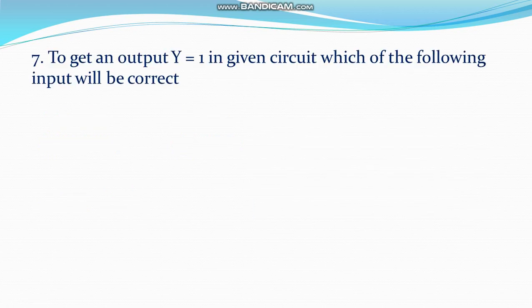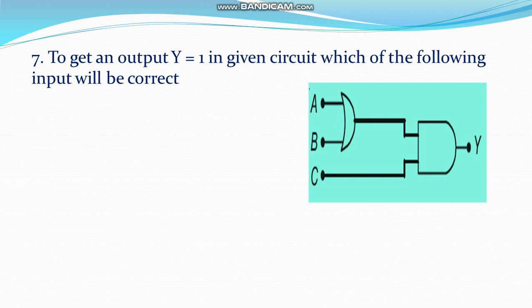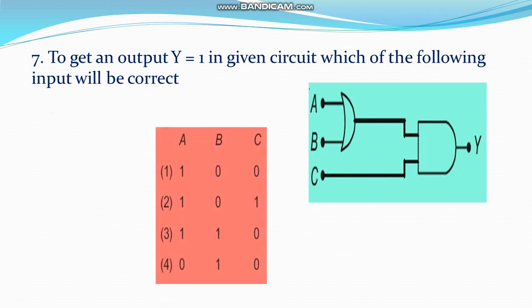Next, question number 7. To get an output y equal to 1 in the given circuit, which of the following inputs will be correct? Yes, we need output 1 here. So if we want output 1, which type of gate is it? It is an AND gate. When both inputs are 1, 1, only then you will get 1 here. So C is necessary to get 1, where C is 1 here, so our answer is 2.